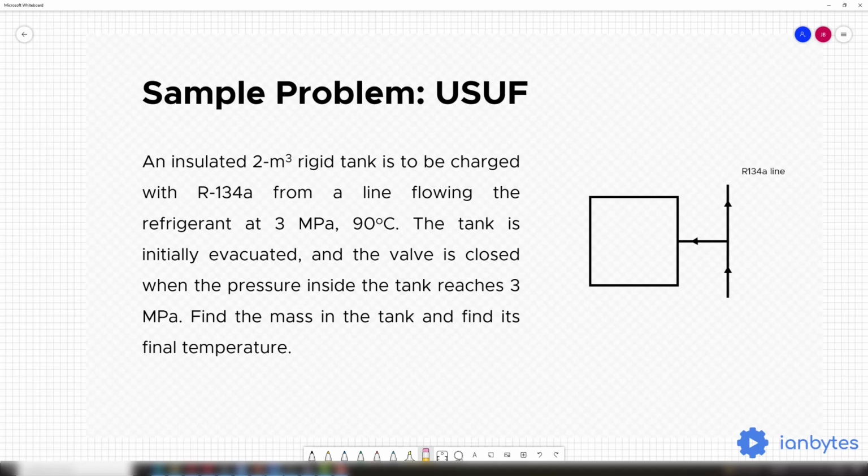Sa videong ito ay magsosolve tayo ng isang sample problem patungkol sa Uniform State Uniform Flow Systems or USUF systems. So babasahin ko muna yung problem para sa inyo.